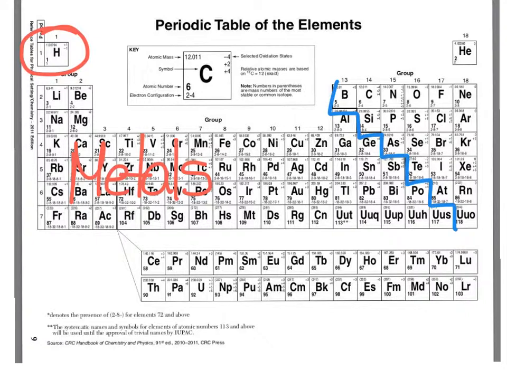Hydrogen is not a metal. Hydrogen is a non-metal. It just happens to be over there because it has one valence electron. And all of the elements in group 1 there have one valence electron. But hydrogen is not a metal. Then we have on the other side the non-metals.